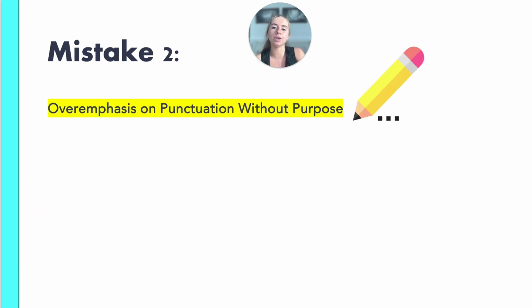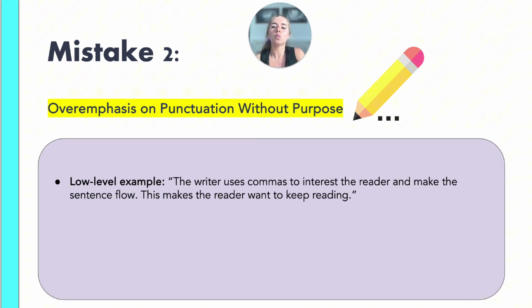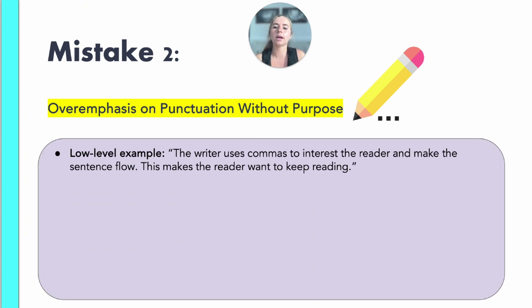And mistake number two is overemphasis on punctuation without purpose. So a low-level example would be something like, the writer uses commas to interest the reader and make the sentence flow. This makes the reader want to keep reading. Now, like I said earlier, the most commonly badly done thing on this question is structure techniques, because most students don't know how to comment on structure techniques or aren't as confident, which of course you need to do for this question because it's a language and structure question.